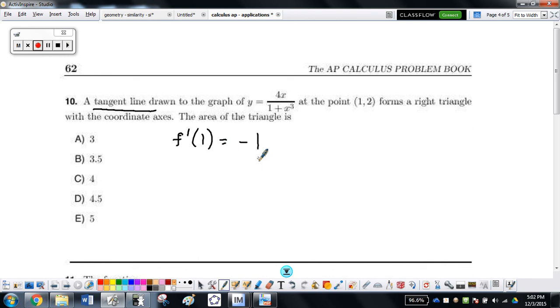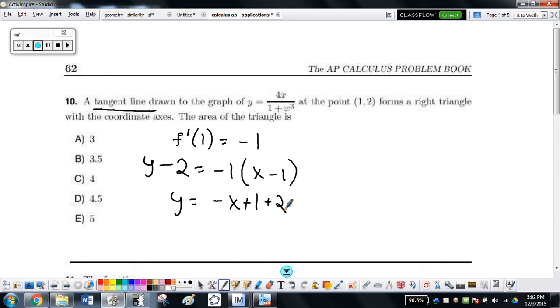So let's think here. y minus, what's the y value? It's 2, equals the slope we just found, times x minus the x value, which is 1. So this problem becomes negative x plus 1 plus 2, moving this over, or y equals negative x plus 3.